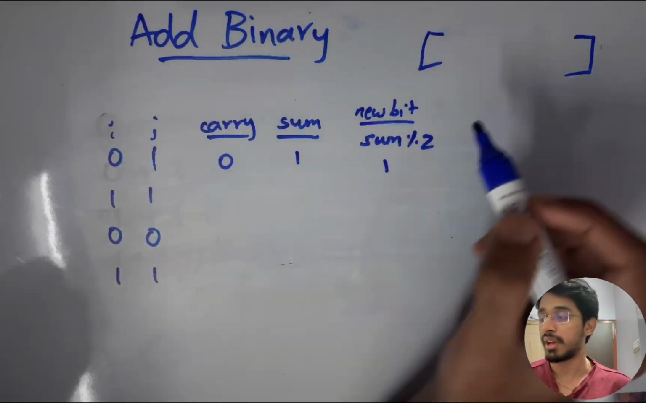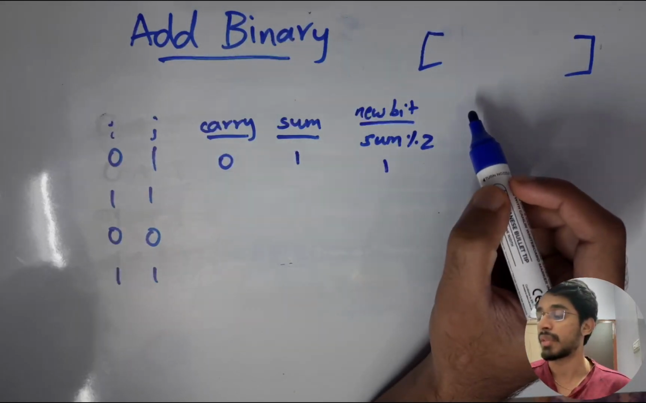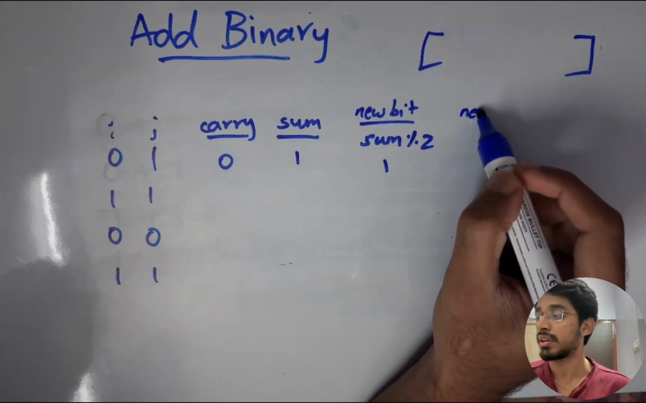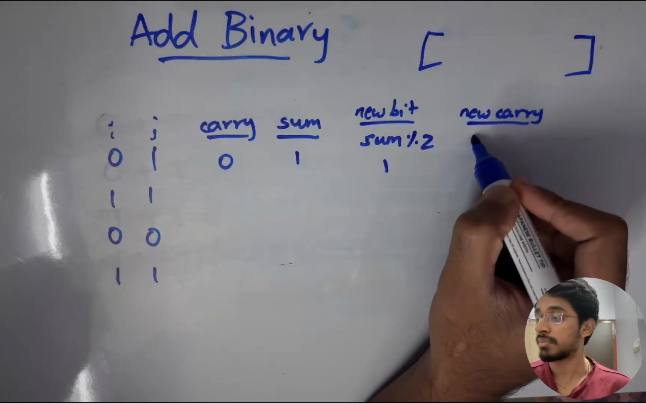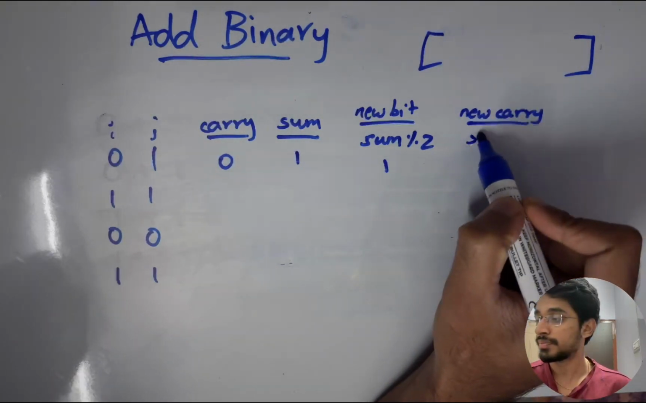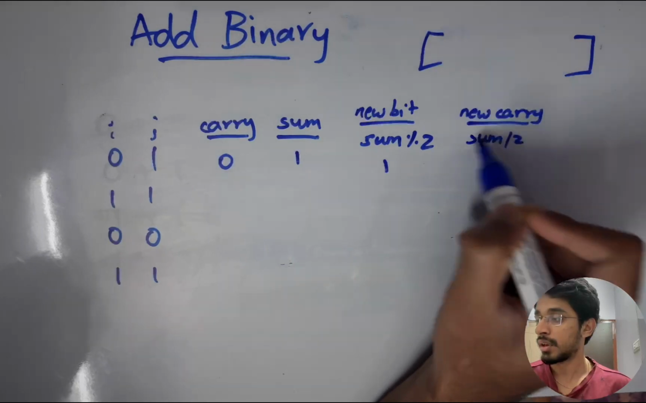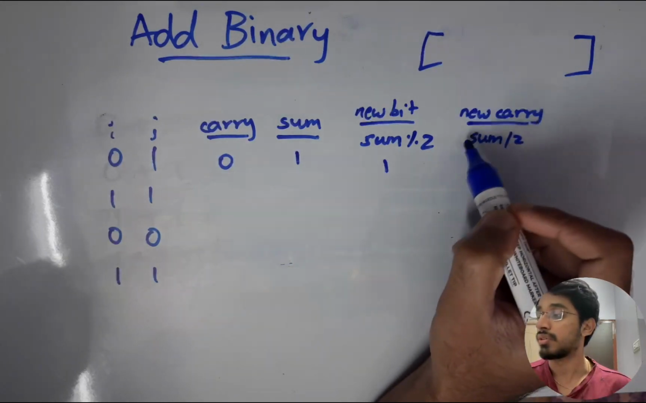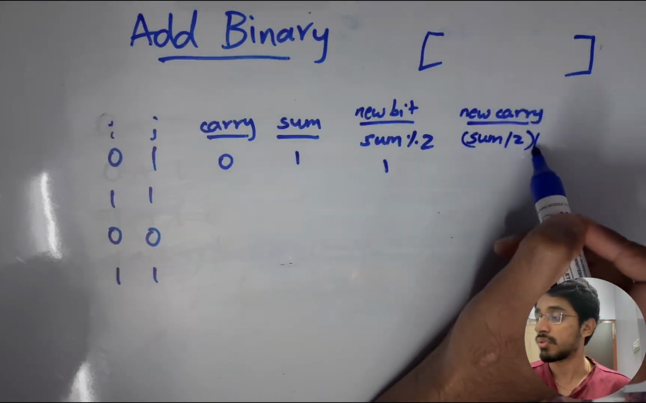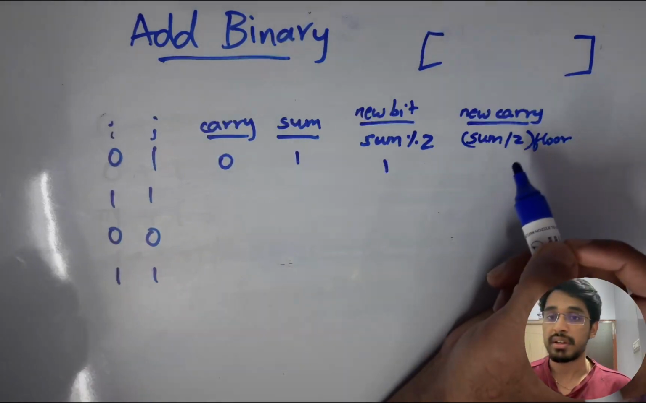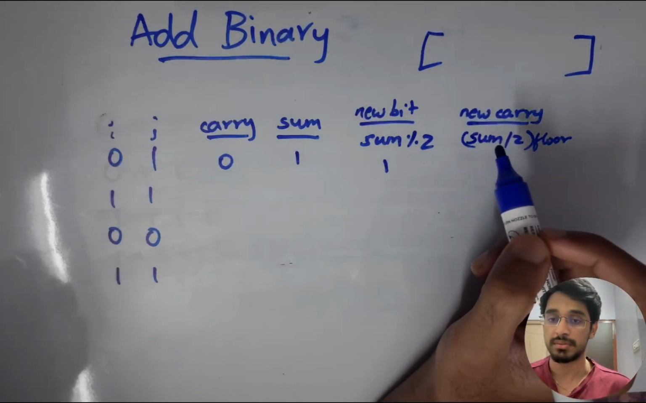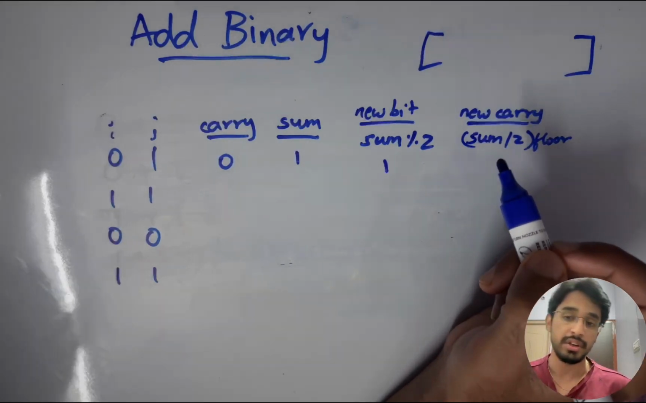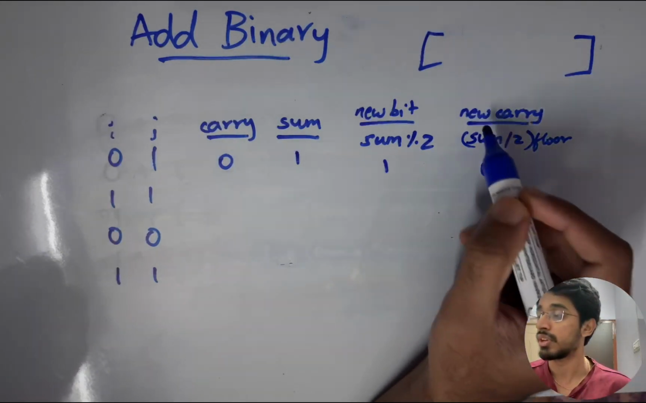And we have another column over here, that is carry. This will be the new carry. The formula for this is going to be sum divided by 2, and then we need to take the floor value of that. So 1 divided by 2 is 1 by 2, that is 0.5. If we take the floor value of that, the value is 0.